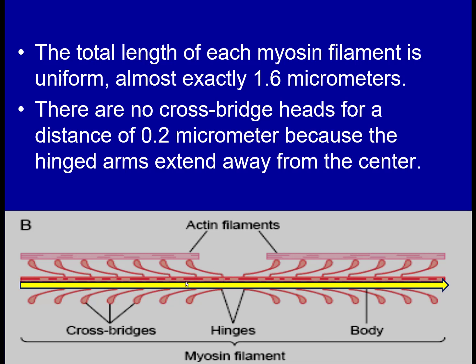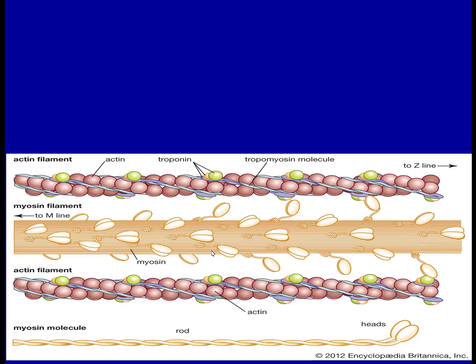So there is a distance between the two cross bridges, and this distance is around 0.2 micrometer. Because the arms extend away from the center, this distance allows arm movements, and they don't actually touch each other.